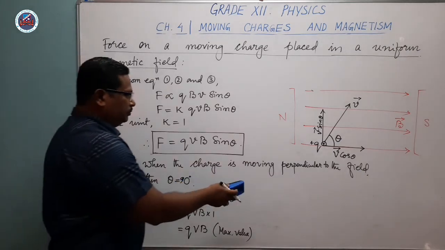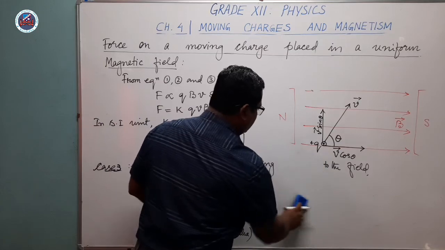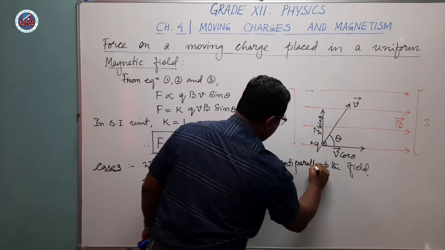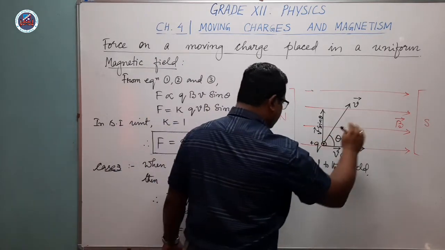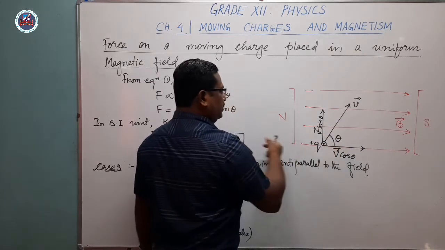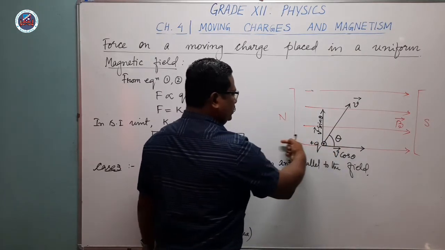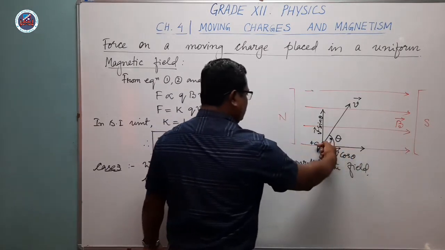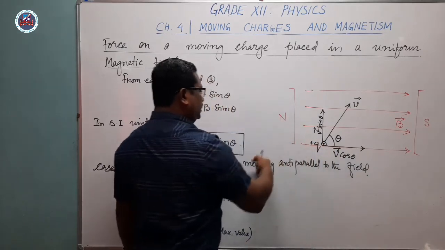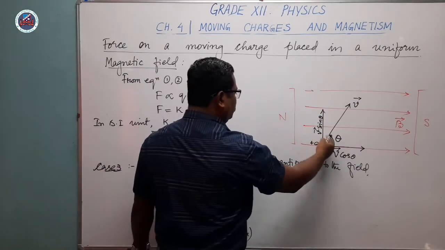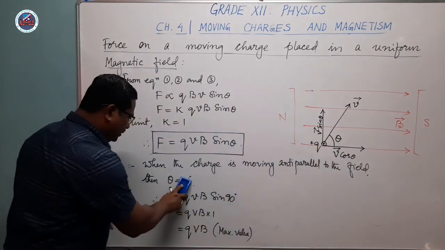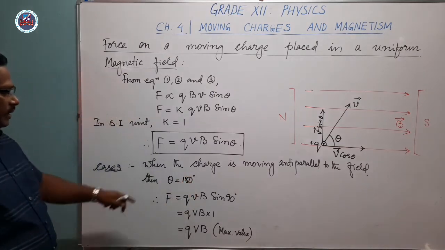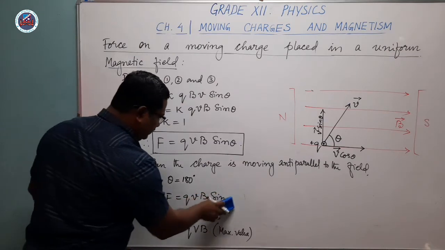When the charge is moving anti-parallel to the field, suppose the charge you are allowing to move this side. The velocity vector is in this direction, and the direction of the magnetic field is towards the right. The direction of the charge is towards the left. Then the angle made here will become 180 degrees. Then in that case, theta will be 180 degrees.